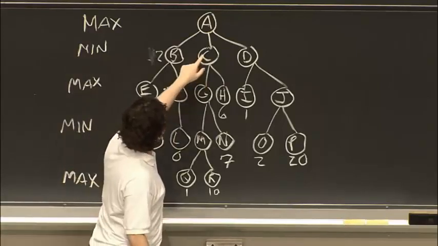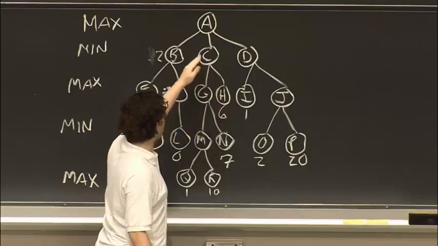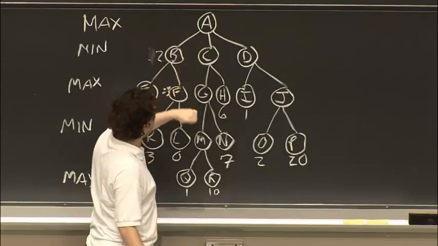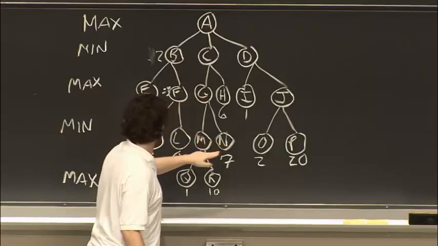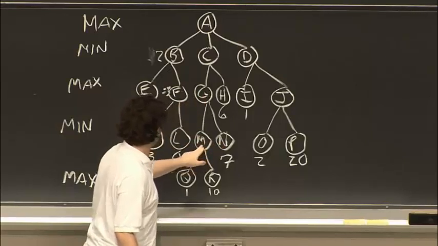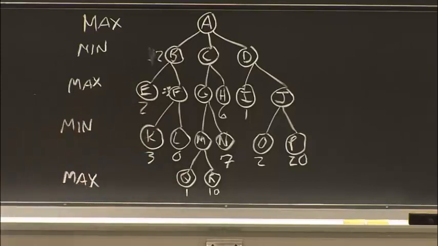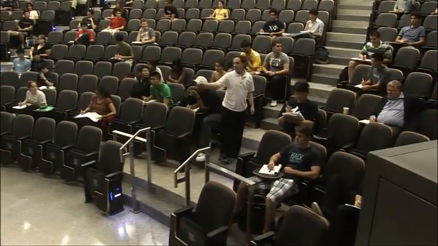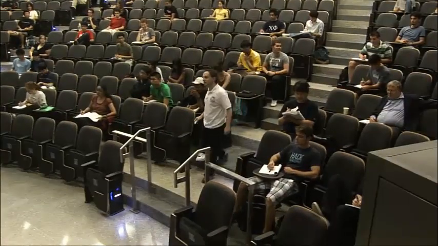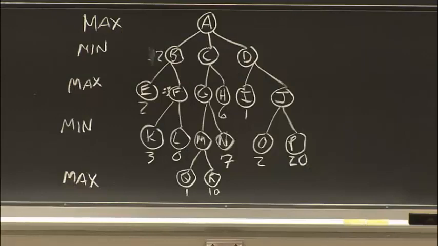So C is going to be the minimum of G and 6, but we don't see that yet because we're doing a depth-first search. It's going to be the minimum of G. Now we need the maximum of M and N. We're going to need the minimum. M is the minimum of Q and R. So let's switch sides. The minimum of Q and R is? 1. Let's see. That's right. It's 1. So M has a value of 1.